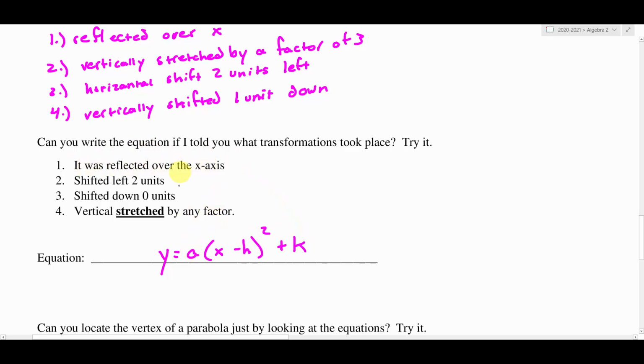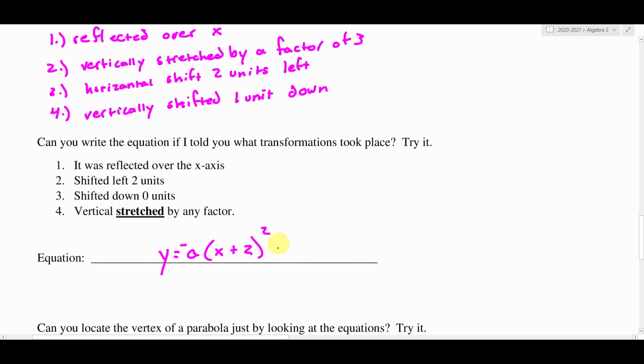It was reflected. Okay, so that means I know I'm going to put a negative here in the front. It was shifted left 2 units. Okay, so this is a horizontal shift, so that's going to be controlled by the h value. And since it went left, I'm going to have to do a +2. So I'm going to replace that h with +2. That will shift it left. Now this one says it was shifted down 0 units, so I could put a +0 here for k, but +0 is just nothing, so I'm just going to get rid of it.